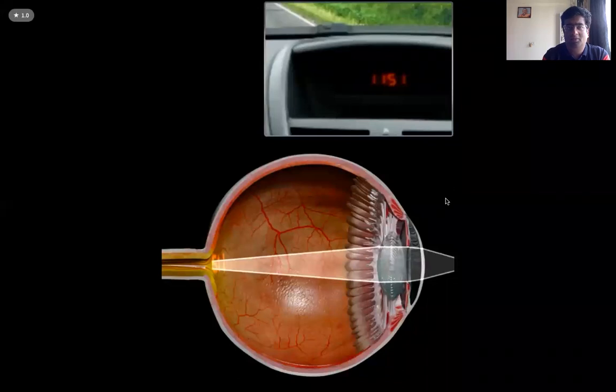So this condition that affects older people, which is a type of farsightedness, is called presbyopia.